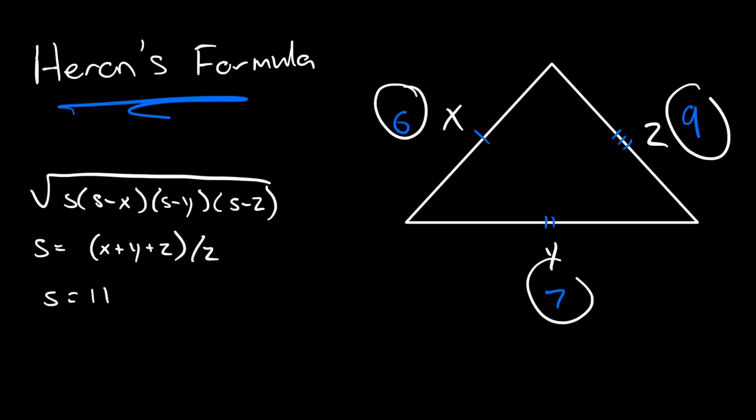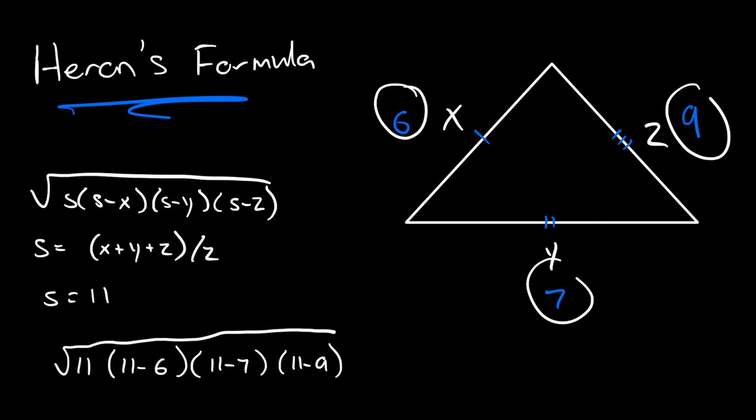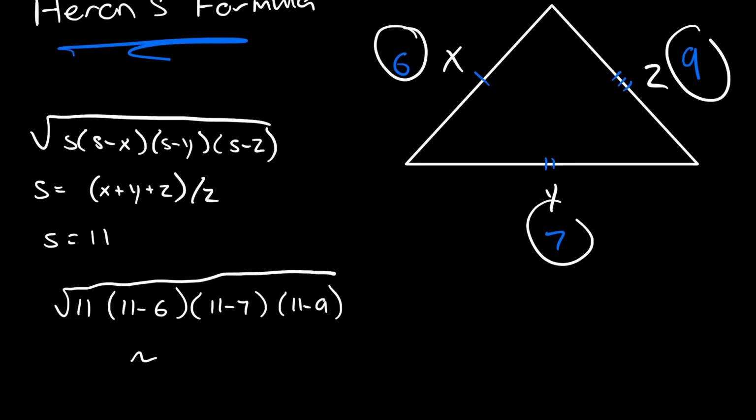Now, we'll substitute the values into Heron's formula. Take the square root of S multiplied by each difference between S and the side lengths. From there, we can calculate the area. Plugging this into a calculator, we determine that the area of triangle XYZ is approximately 20.98 square units.